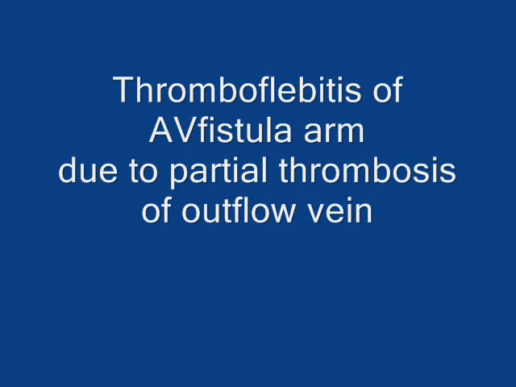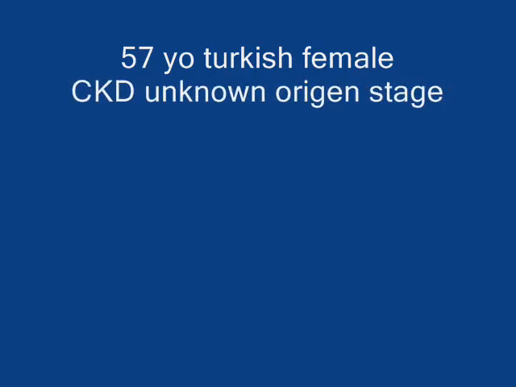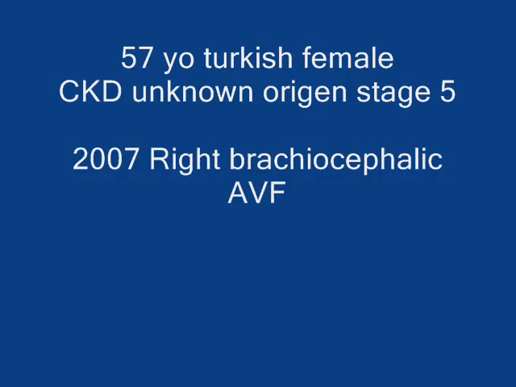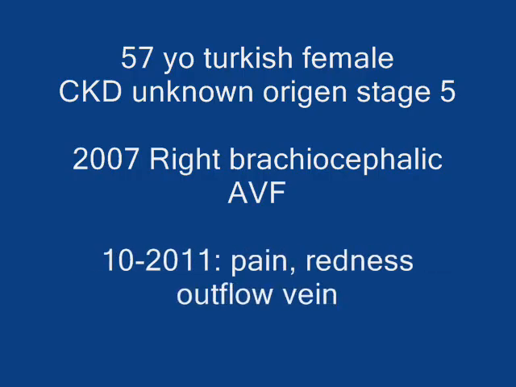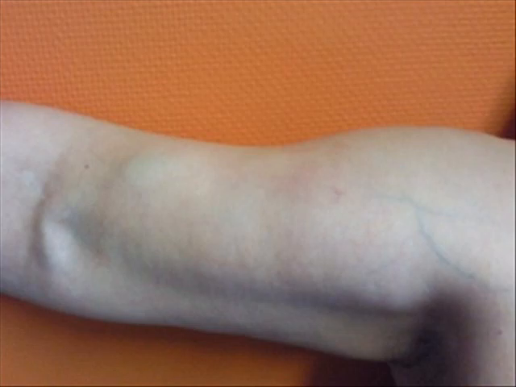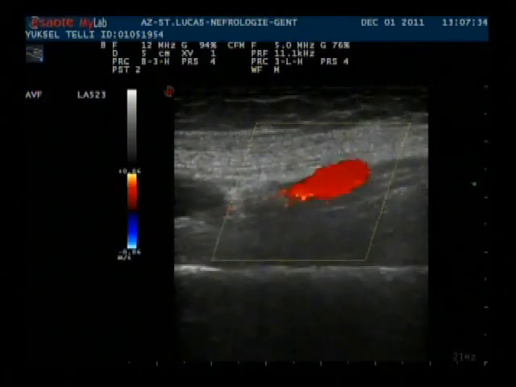In this case, we are going to see on ultrasound how a partial thrombosis of a fistula vein looks like. The case is of a 57-year-old Turkish female with CKD stage 5 of unknown origin, and she received in 2007 a dialysis fistula. In October this year she presented with pain, redness over the outflow vein. Here we see the picture of the right upper arm with a slight swelling over the outflow vein.